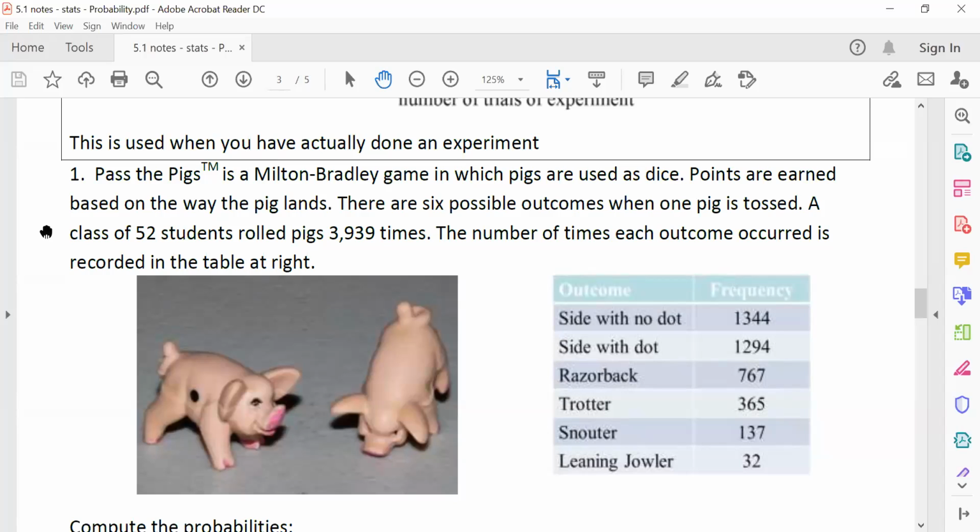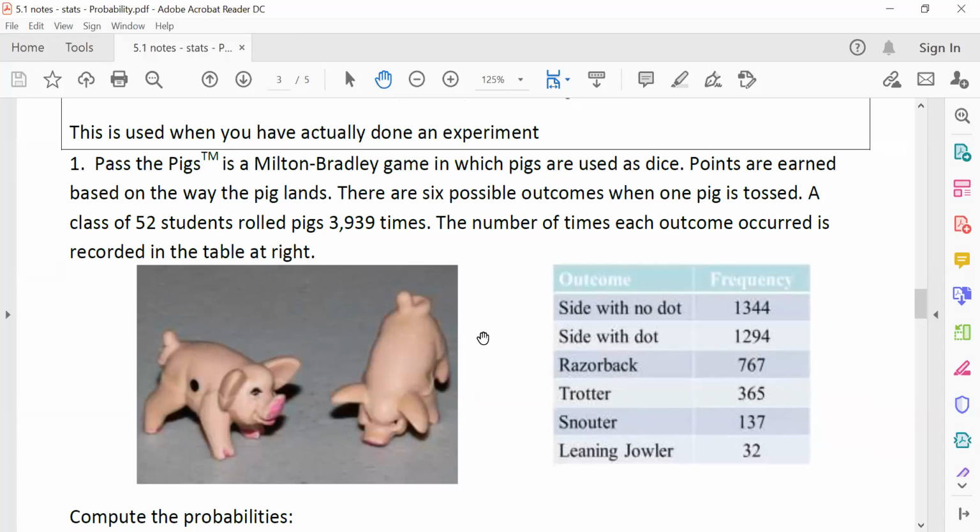A class of 52 students rolled these pigs 3,939 times. The number of times each outcome occurred is recorded on the table to the right. So instead of rolling a standard 6-sided die where you have 1, 2, 3, 4, 5, 6, we are rolling some pigs, which is pretty cute, I think.